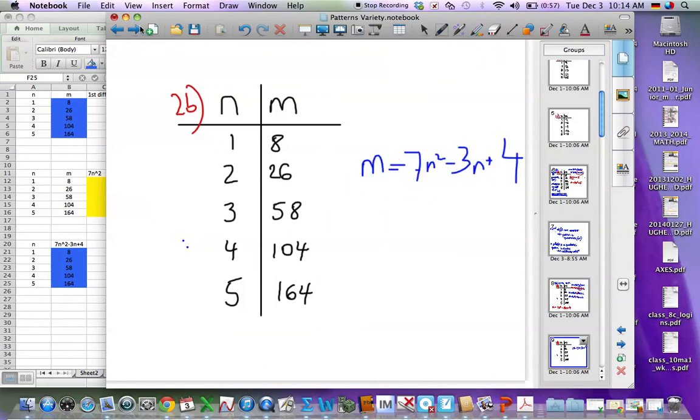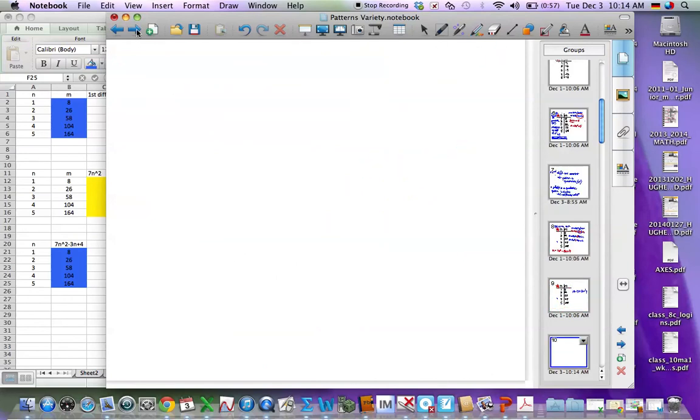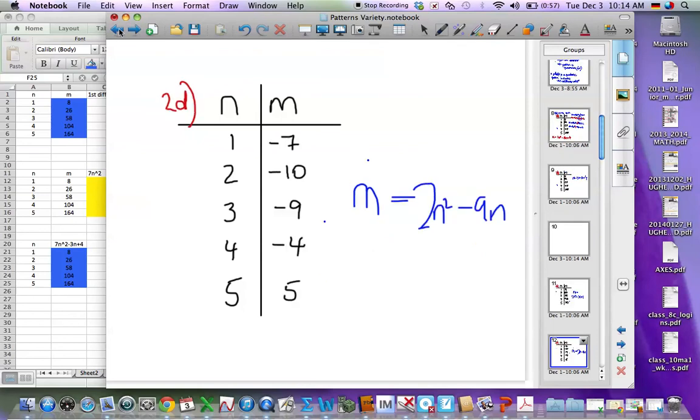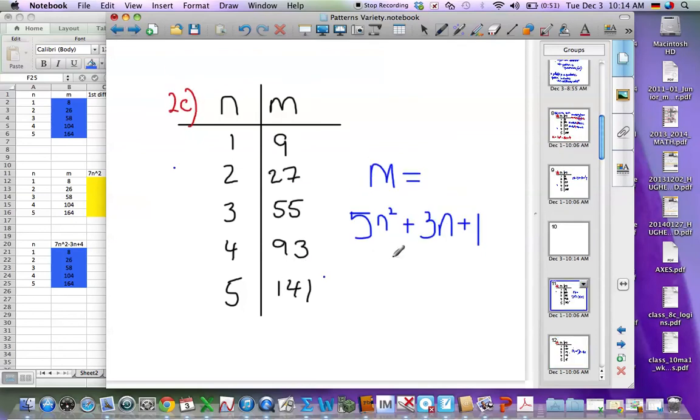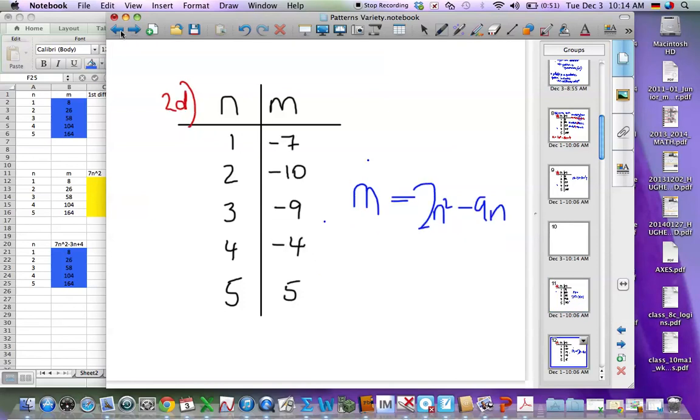And here are the solutions. That's the answer to C, 5n squared plus 3n plus 1. And that's the answer to D, 2n squared minus 9n.